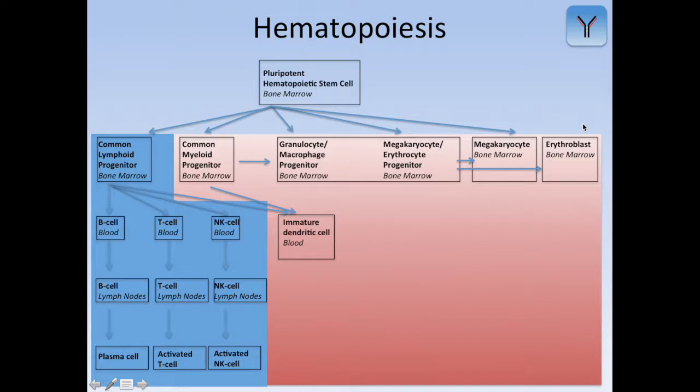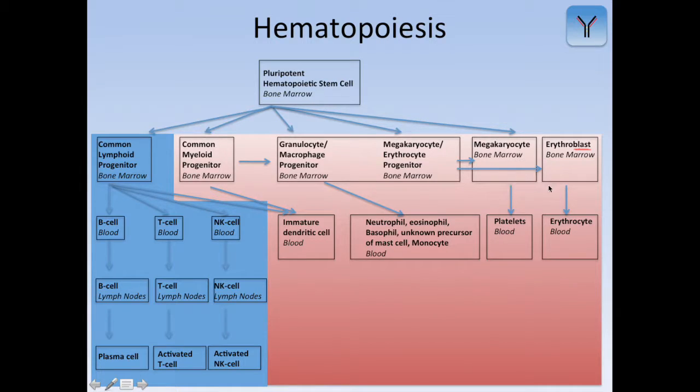I need to mention right here that I did include this blast terminology. You'll see in some textbooks or websites, it essentially means that this is the precursor of the final cell. So I'll show you what I mean. The erythroblast eventually becomes an erythrocyte. Another name for this would be erythrocyte progenitor. You see here megakaryocyte or megakaryoblast, you can say. This megakaryocyte then makes platelets for blood.